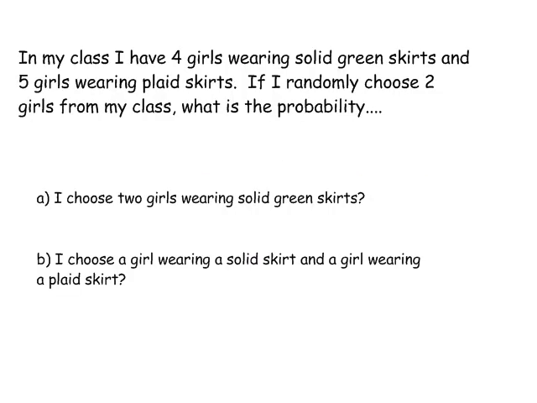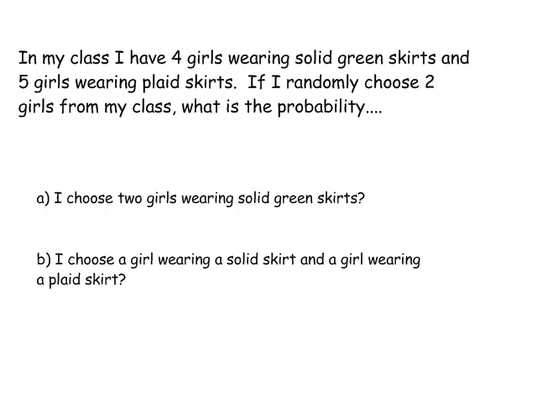Okay, in my class, this is our last example. In my class, I have 4 girls wearing solid green skirts and 5 girls wearing plaid skirts. If I randomly choose 2 girls from my class, what is the probability? And we're going to look at 2 different things. The first one is that I choose 2 girls wearing solid green skirts. This is going to be a dependent event because who I choose first affects who I could choose second.